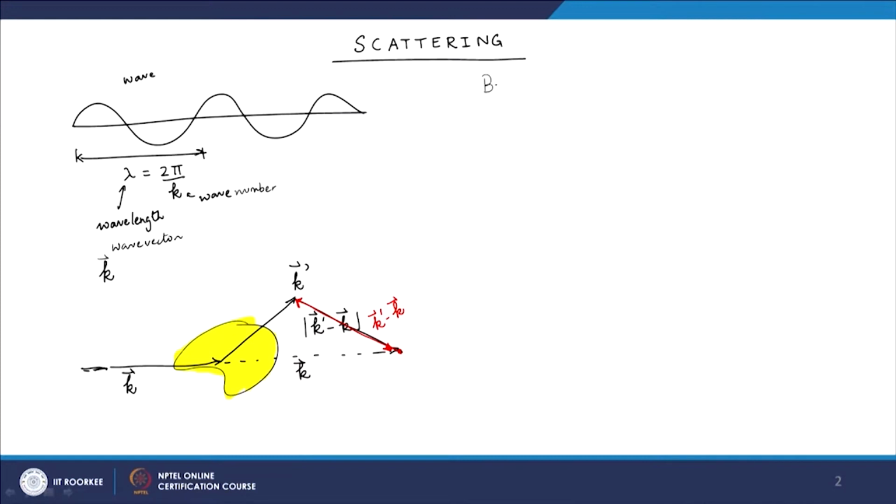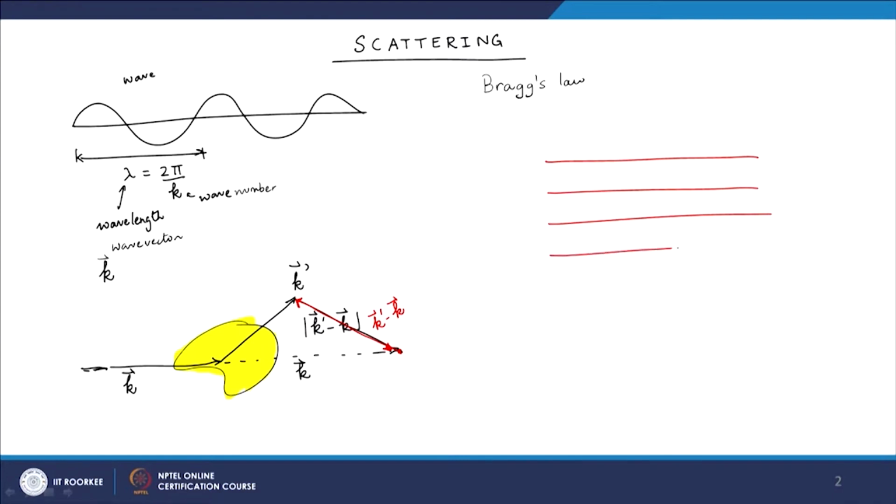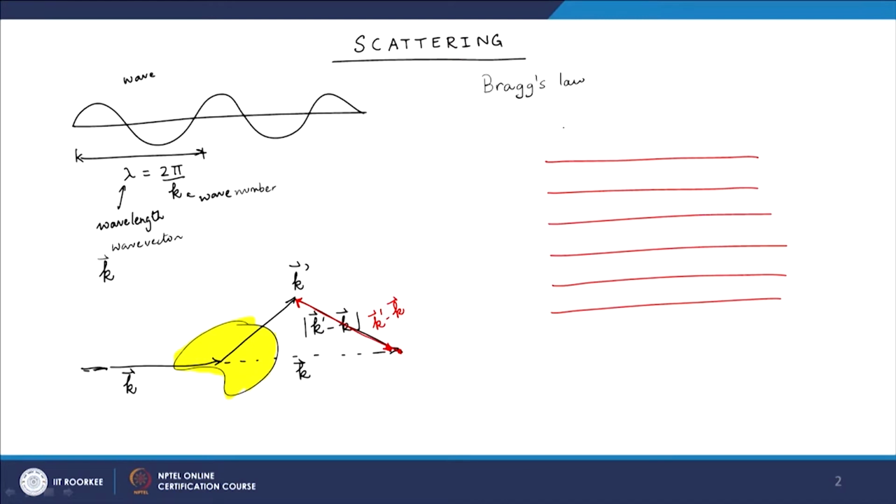We will talk about Bragg's law, and the assumption is we are considering the solid to be a set of infinite planes, because if you think of a bulk solid, it will indeed have these different planes, and then a light source comes in and it is scattered by each of these planes.